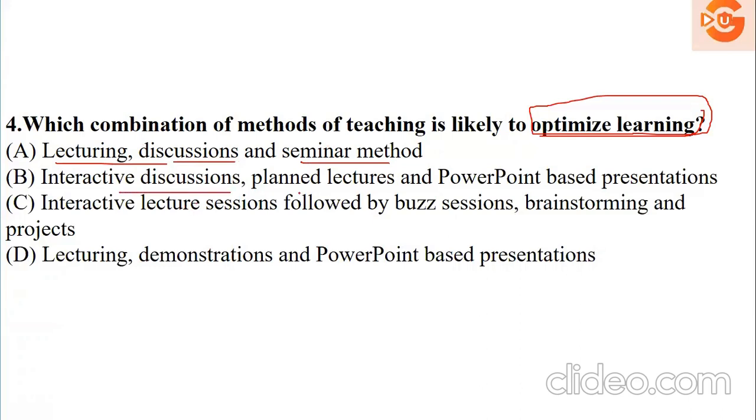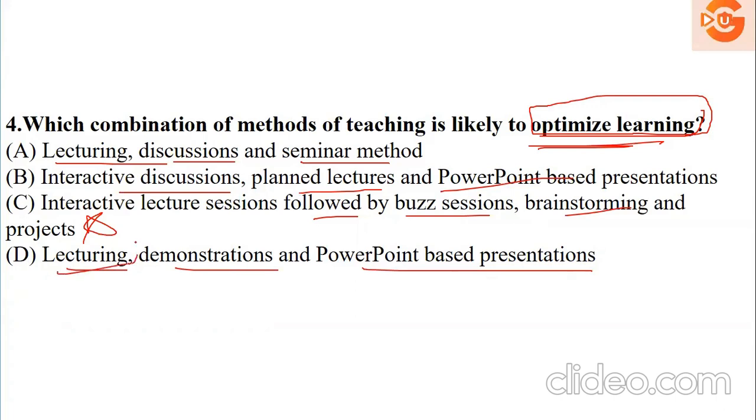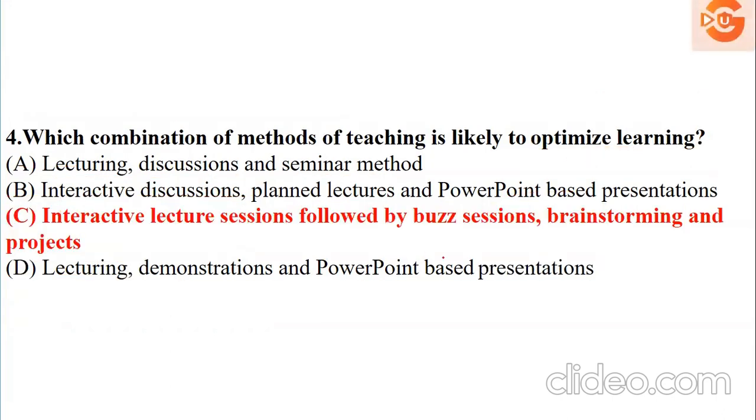Interactive discussions, yes. Planned lectures and PowerPoint presentations. Okay, let's see the next one. Interactive sessions followed with buzz sessions, brainstorming and projects. Okay, yes, this can be as compared to earlier, तो यहाँ पे there are more options, okay, for optimized learning. Lecturing, demonstration and PowerPoint. Lecturing can't give you optimized learning. So यहाँ पे भी देखो lecturing है, we have planned lectures. So the answer of this question will be option number C. That is interactive sessions followed by buzz sessions, brainstorming and the projects.